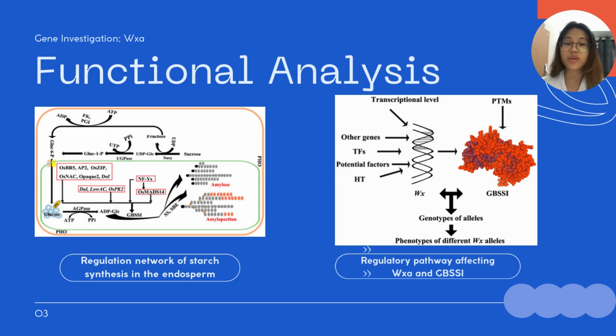Moreover, the function of WXA is affected by the insertion of transposable elements that results in a change in the gene product. Meanwhile, the figure on the right shows how AGPase makes ADP glucose, which is then used by the GBSSI to elongate amylose chains. When the fully functioning WXA gene allows efficient splicing, it produces high GBSSI expression and higher amylose synthesis.